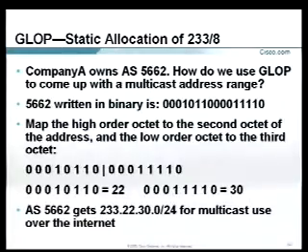The way you figure it out is just write it out in binary if you want, or hex, and map the high order octet to the second octet of the 233/8 address, and the lower order octet to the third octet, and you get your address.